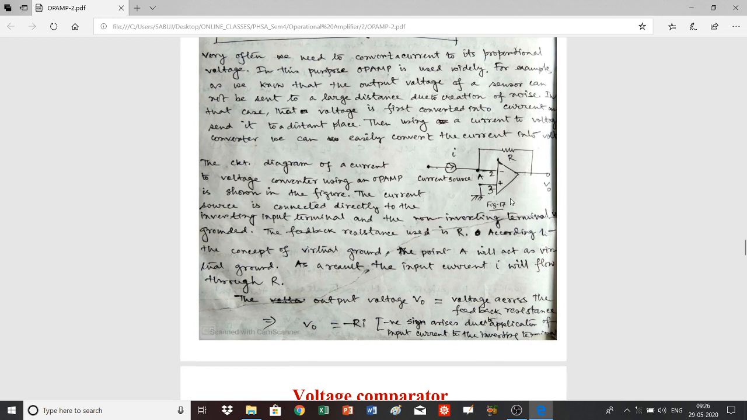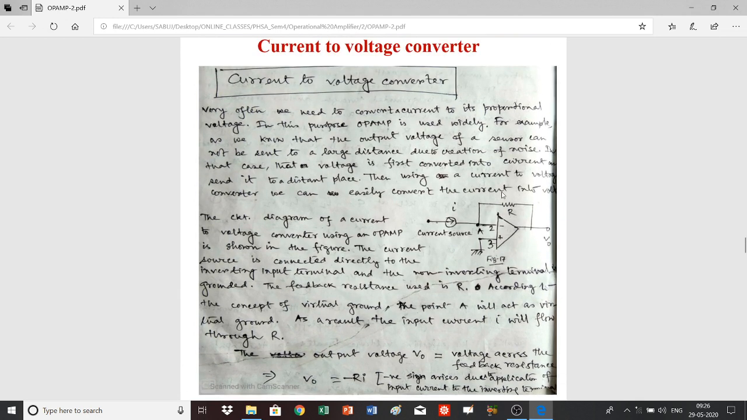In the case of a current to voltage converter, the non-inverting terminal is kept grounded, and the input current, which is to be converted to its equivalent voltage, is directly applied to the inverting input terminal. Here also negative feedback is applied through the feedback resistance R, and the output will be V0. So the proportional voltage of the input current will be V0.